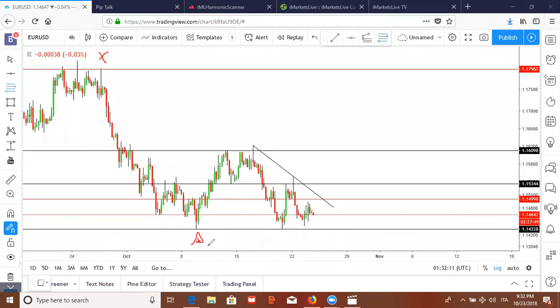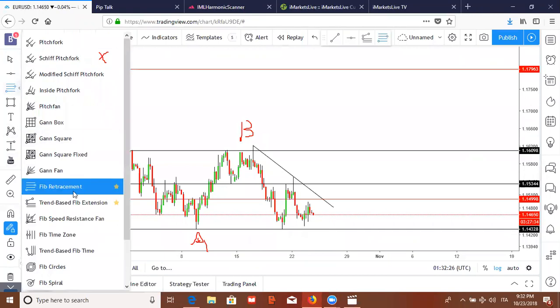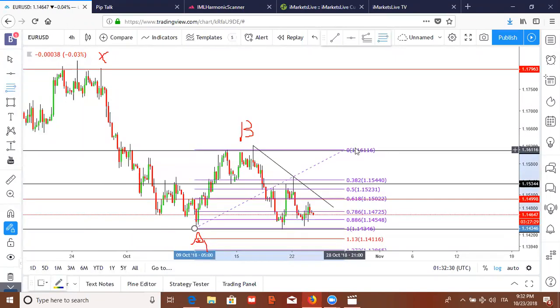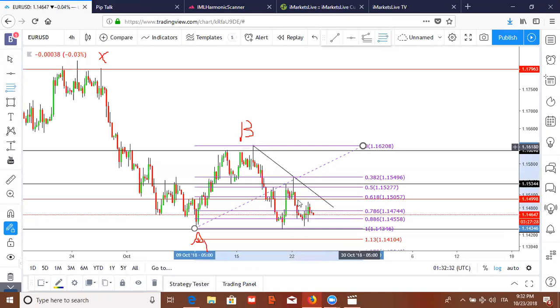X, A, B. The reason why it's still a valid Cypher pattern is because when I take my fib from my A leg to my B leg, I'm looking for a minimum of a 50% retracement without price breaking below the A leg. That's the only reason why it's still a valid Cypher. Yeah, that's why it's still a valid BAT pattern.